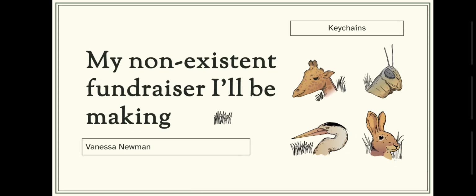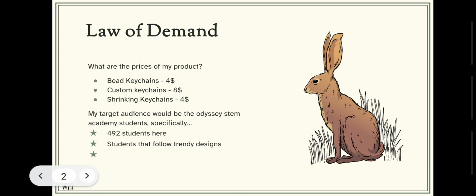So I will be presenting my fundraiser slides. What I'm selling for my fundraiser are going to be keychains, and I'll be selling 3 different types of keychains, which are bee keychains, custom keychains, and shrieky keychains. And the audience I'm mainly targeting are going to be Odyssey STEM Academy students, specifically students who follow trendy designs.